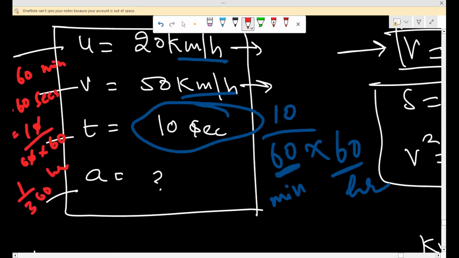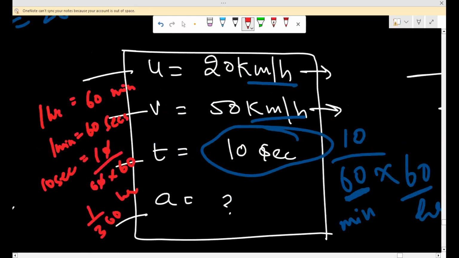Now conversion is done. Now I can put the value. Which equation will be applied? Yes, Abdullah, which equation will be applied? I need to find out a. V, U, T is given to me.